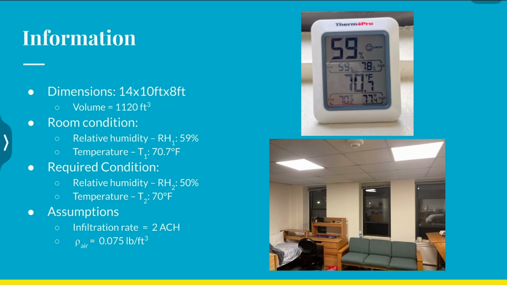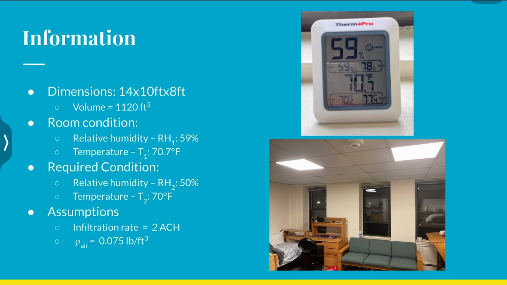Using Therm Pro, I found my room condition. For relative humidity, I call it RH1. I got 59%, and the measured temperature in the room was 70.7 Fahrenheit.